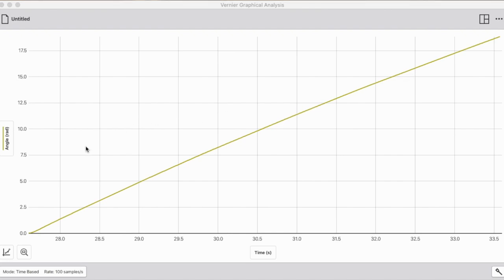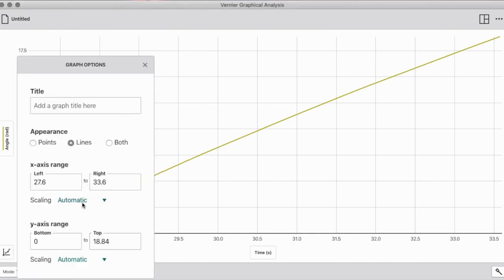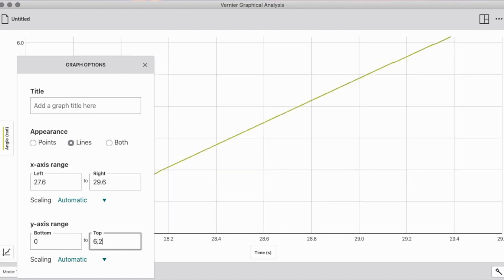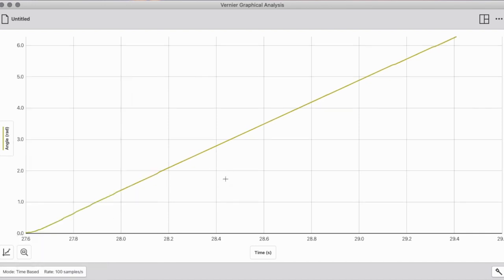Let's zoom in to one full rotation. So I'm going to click here and edit my graph so that the time ends at, instead of 33.6, let's bring it down to 29.6. And excellent. And this will top our maximum angle so that our angular displacement is 2 pi, or 6.28 radians. All right, let's see what this looks like. You can see this looks much more linear. It still might be a little bit curved, but it looks much more linear.